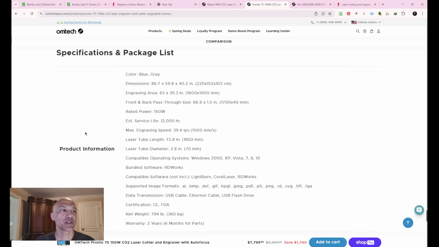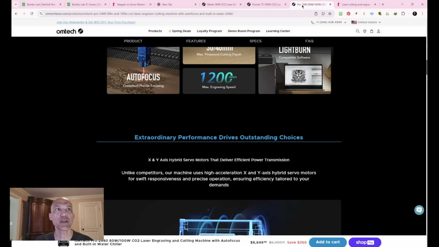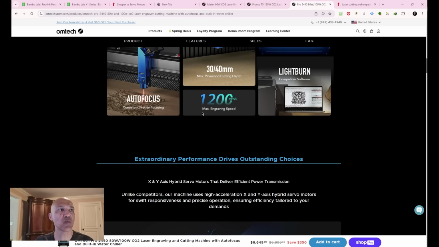So they have this Pronto series, and you can see here that it has a maximum engraving speed of 1,000 millimeters per second. Again, still using servo motors. Now they also have a Pro model, and the Pro model here has a 1,200 millimeters per second max speed, but they are using hybrid servo motors. Now a hybrid servo motor is simply a stepper motor that has that closed loop system. So it knows what's happening when it sends the pulse. And because of that, it can operate at higher speeds. It has an ability to do error correcting.